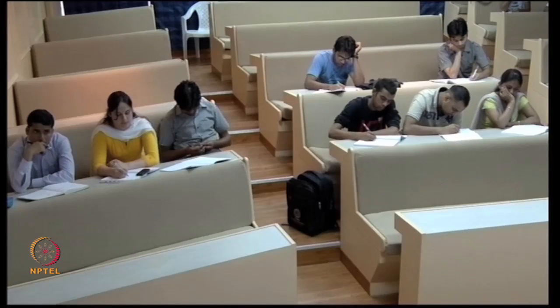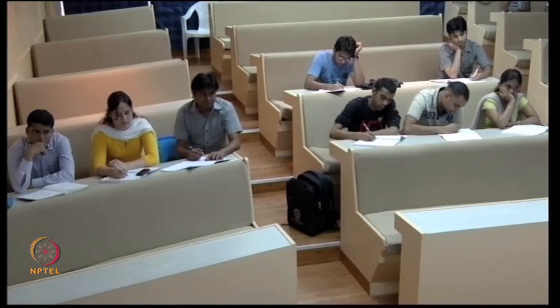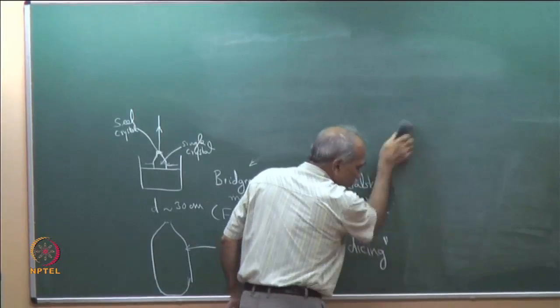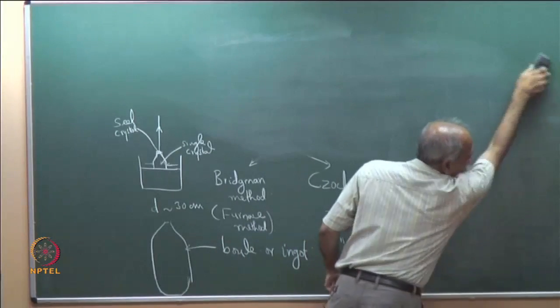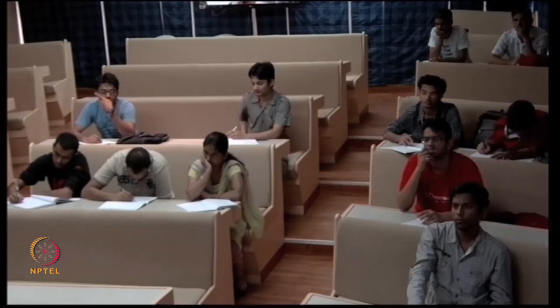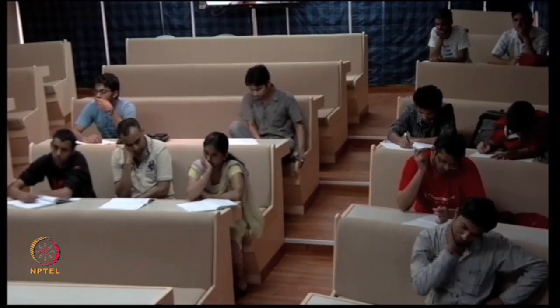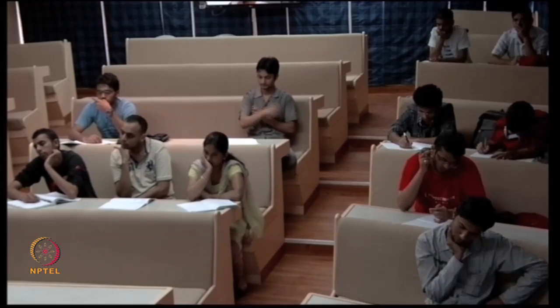The advantage, let me now discuss the Bridgman technique, and then you see the advantage: using the Czochralski technique, you can grow very thick, very large boules or large single crystals, whereas the Bridgman technique or furnace technique is used to grow smaller crystals. As the name indicates, it has a furnace. So let me now discuss the Bridgman technique.